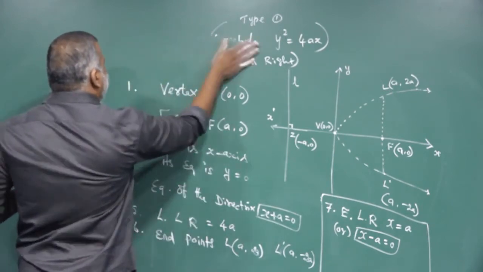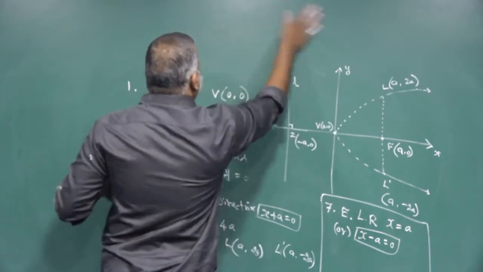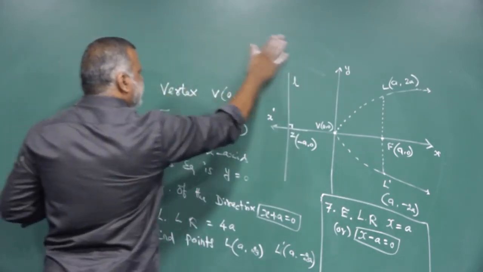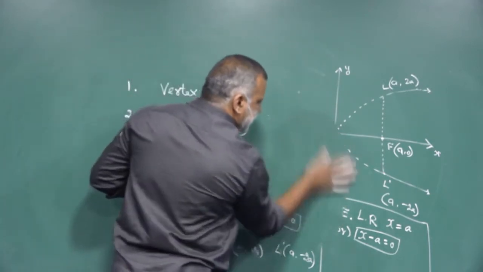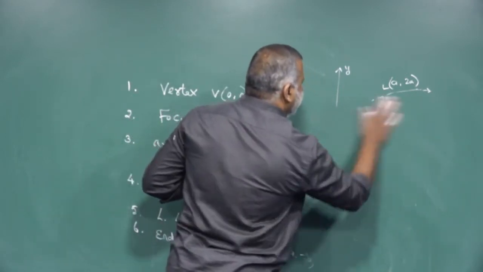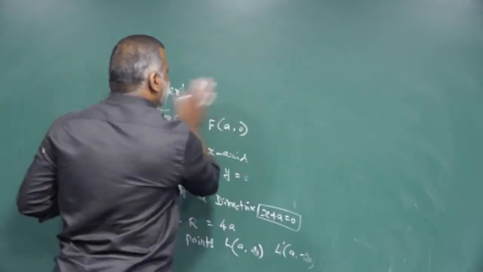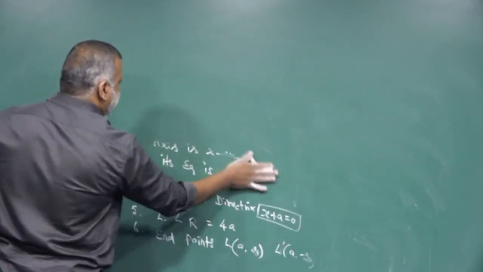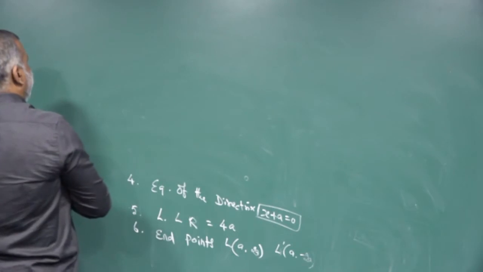Now this is the standard equation of the parabola y squared equal to 4ax. Then regarding this we are getting some results. Now with the help of this we are getting another type. This is second type. Number 2, type number 2.